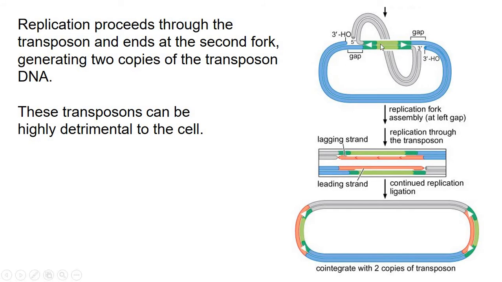So again, this is a little better image to see. This is the transposable element right here. These are the inverted repeats. These are the sequence that makes the transposase. There's a free 3' hydroxyl group on each side. This 3' hydroxyl group will make a cut in the new DNA.